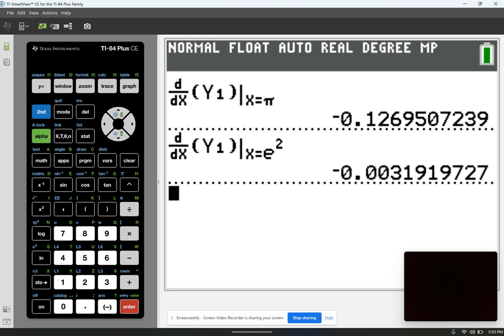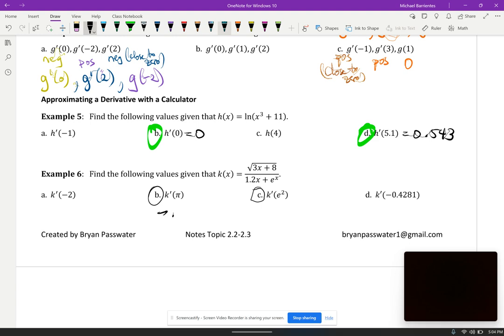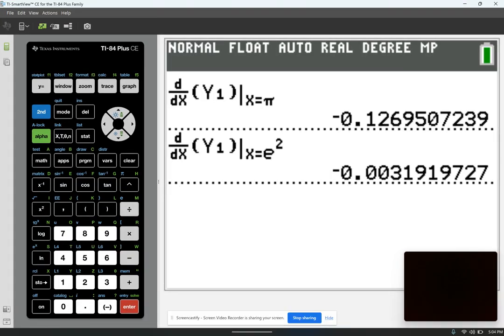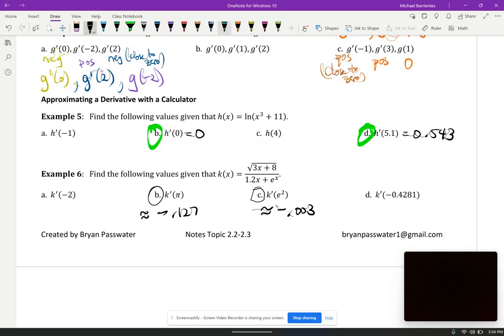So I'm going to write the first one as negative 0.127, and the second one as negative 0.003. I'm going to put an approximation because we rounded to 3 decimal places, right? And then this one was negative 0.003. Is that right? Oh, I lost my negative 0.003. Yeah. And just like that, you found derivative values.